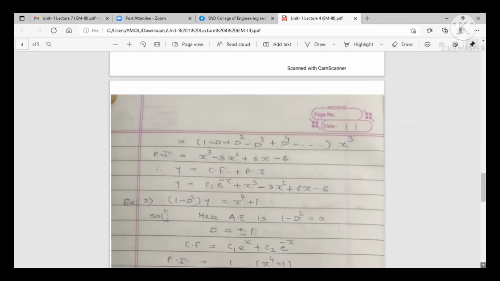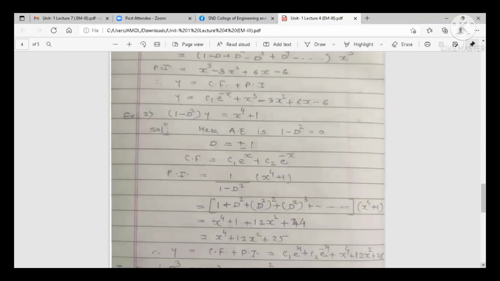Now, the next example is here. Next example: 1 minus D square into y is equal to x raised to 4 plus 1. It is the reduced form of LDE, phi of D into y is equal to f of x. So your auxiliary equation is 1 minus D square is equal to 0. The factors for this quadratic equation are D is equal to plus 1, minus 1, because if we shift this minus D square over, it will be plus. So D square is equal to 1, which means D is plus or minus 1.